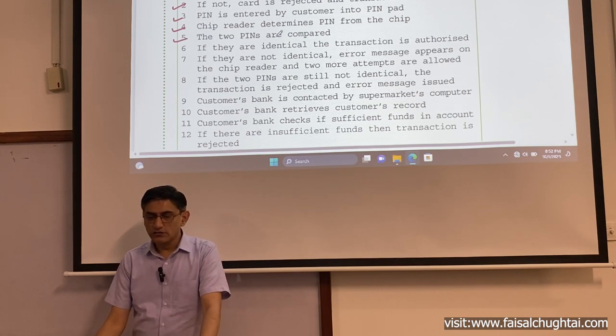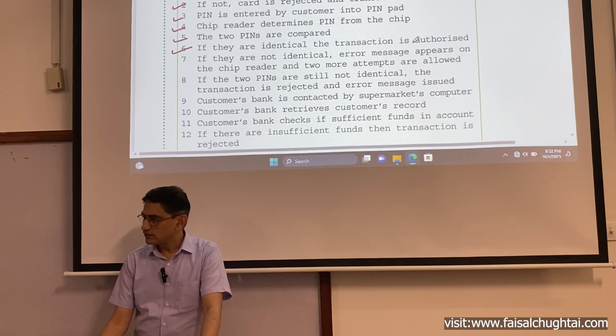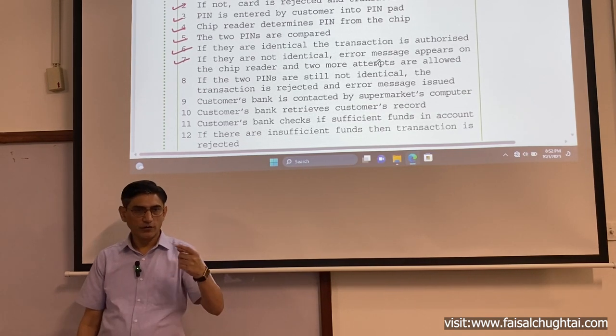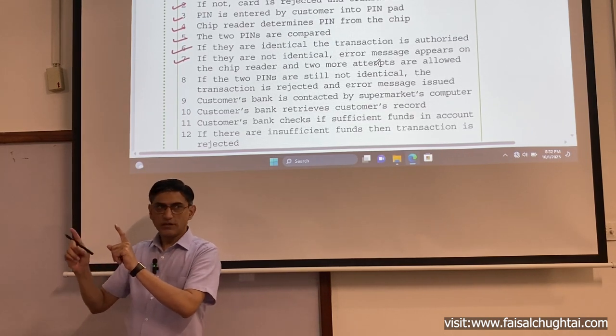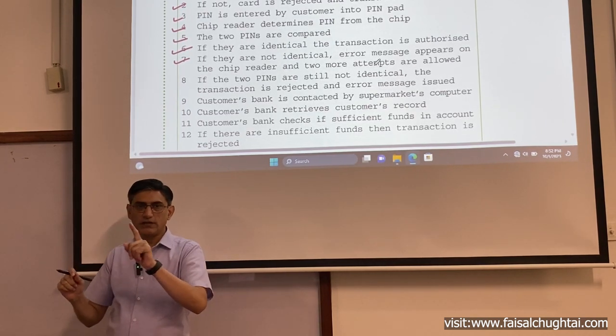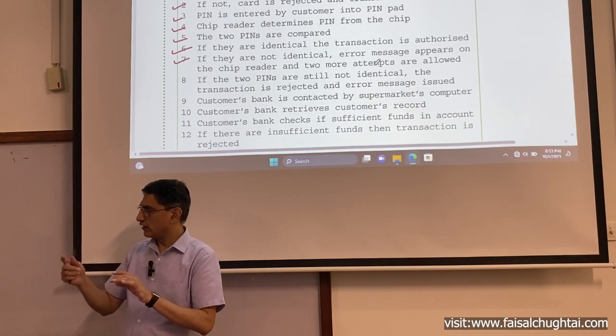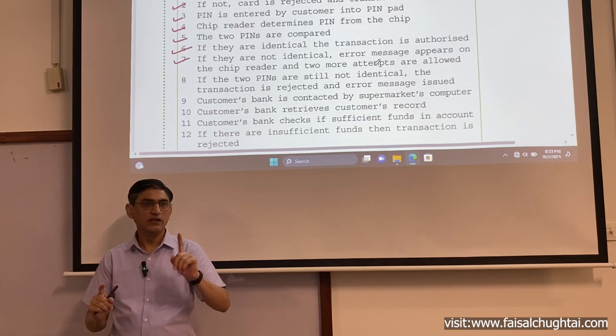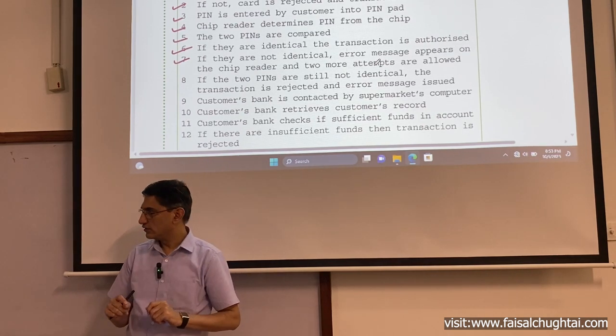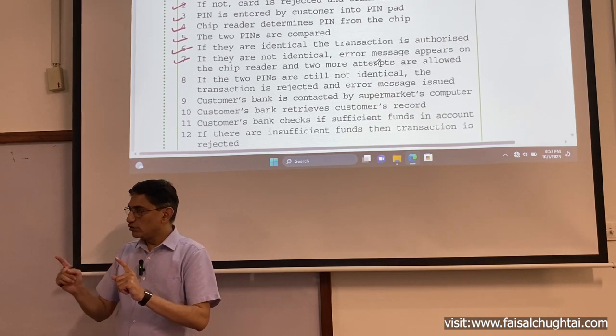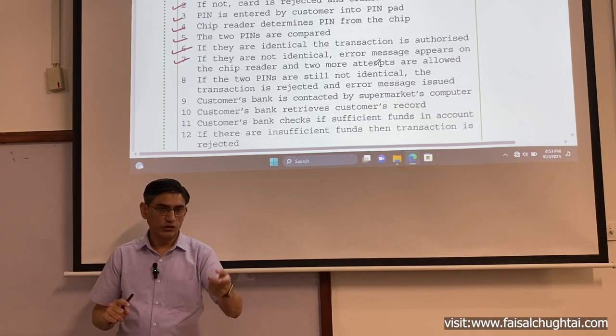If the two PINs are compared and they are identical, the transaction is authorized. If they are not identical, an error message appears on the chip reader and two more attempts are allowed. This is usually how the process is. If the PIN on the chip and the PIN entered by the person at the checkout don't match, this means that maybe the person is not a genuine card holder. If they don't match, you would be given at least two more attempts.